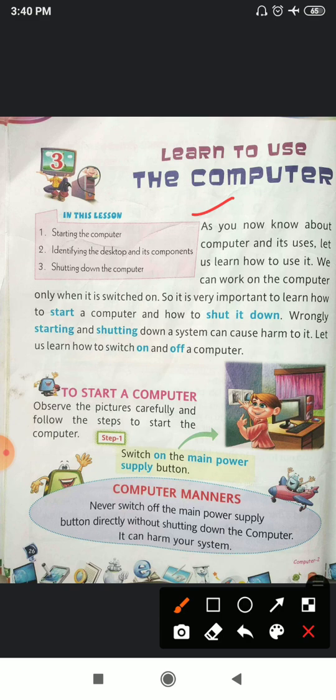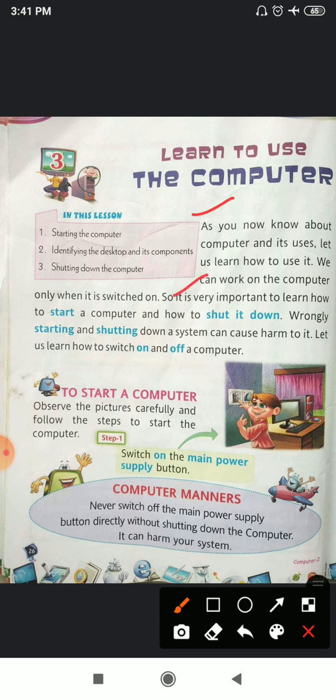Teachers use computers to prepare report cards. In banks, computers are being used for receiving and paying cash and checks, etc. So there are a lot of uses of computer. So all of you are very well aware about the uses and about the computer. So we can work on the computer only when it is switched on. So as you all know, students, if we are going to work on a computer, first of all we need to switch on the computer. Without opening the computer, we cannot work on it.